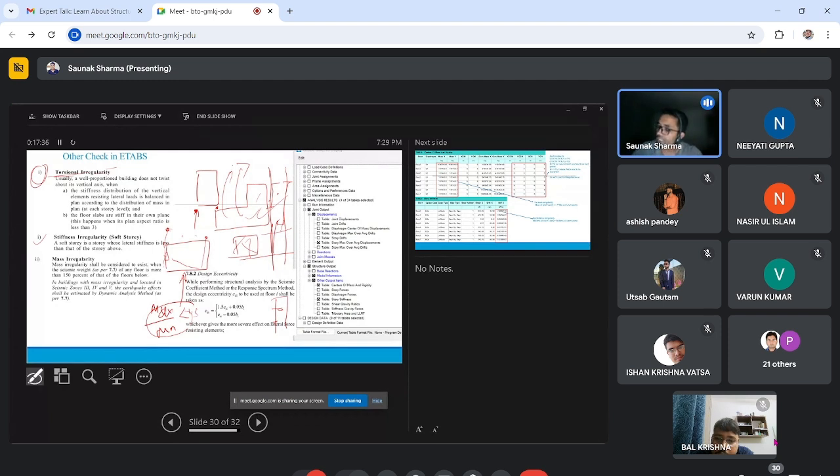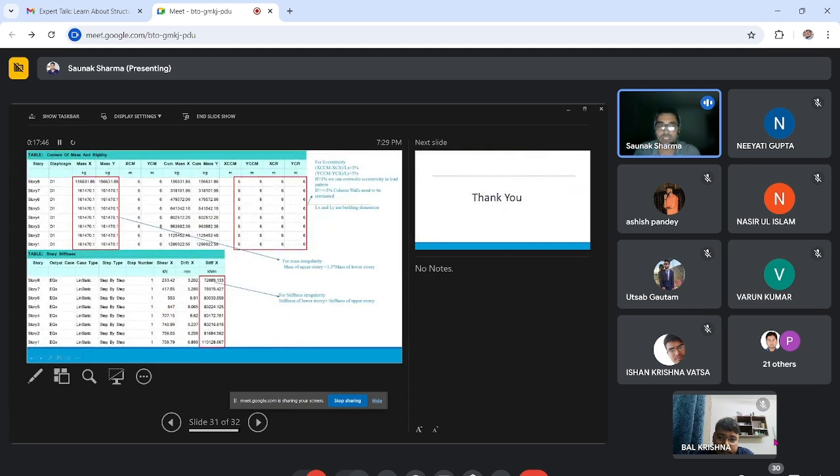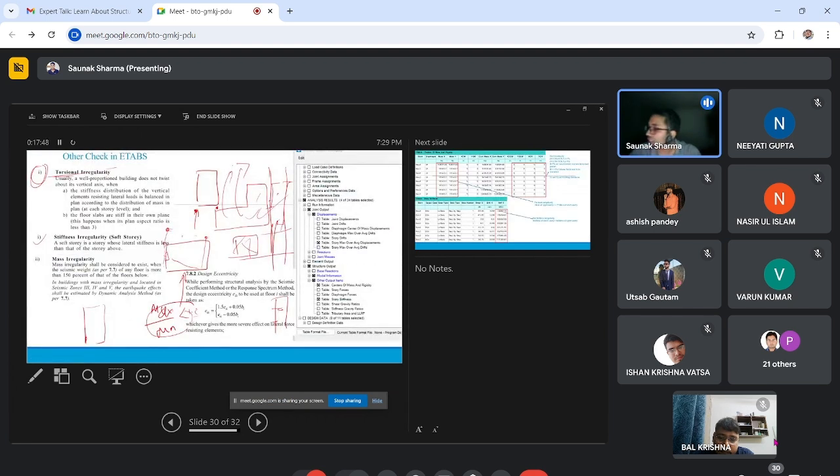So the building is designed in such a way that the stiffness of the lower floor should always be greater than or equal to that of the upper floor. That is one. Another is mass irregularity. Mass irregularity is that the mass of an upper floor should not be greater than 1.5 times that of the lower floor. This is considered.